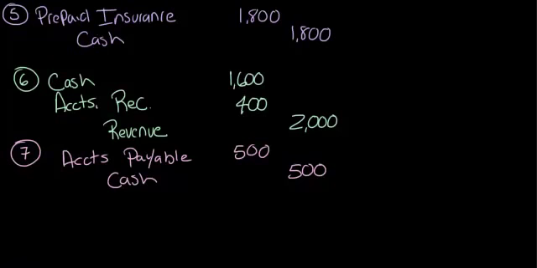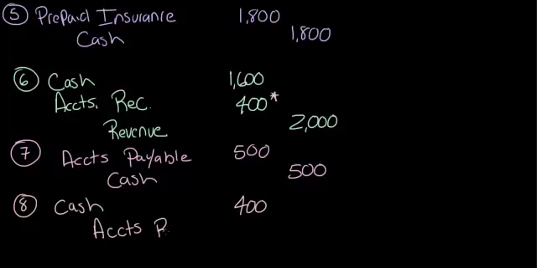BTab received payment for the $400 of services provided in number 6 above. Okay, so in number 8, they received cash of the $400 from right here that we were still owed. We now receive that, and we're going to debit cash and credit accounts receivable of $400. All right, on to number 9.